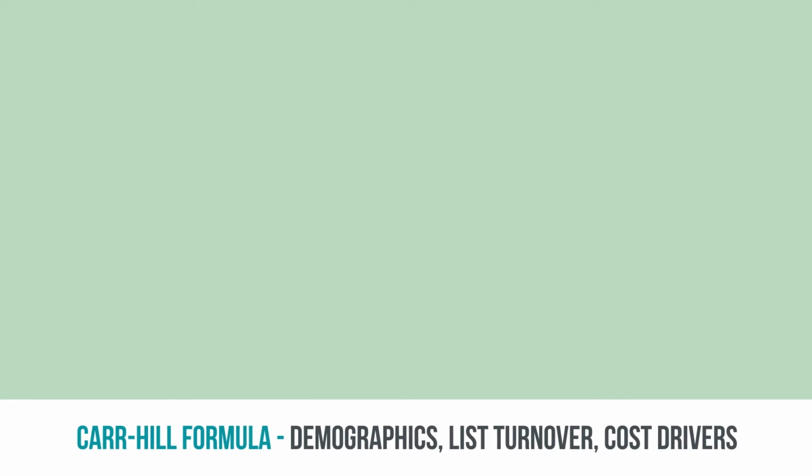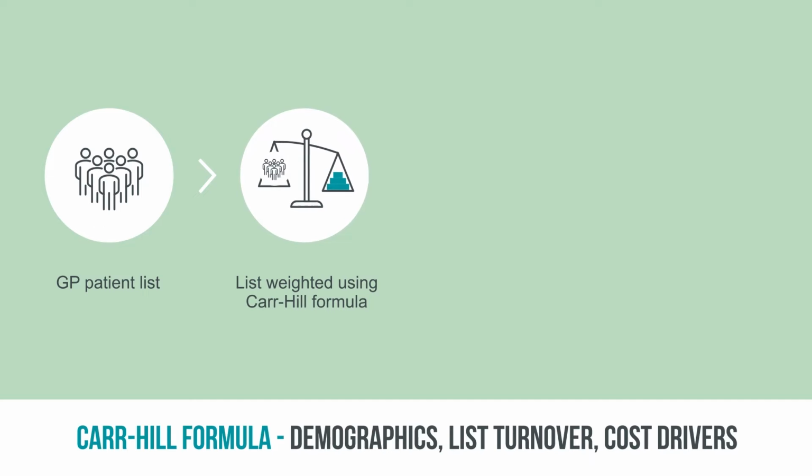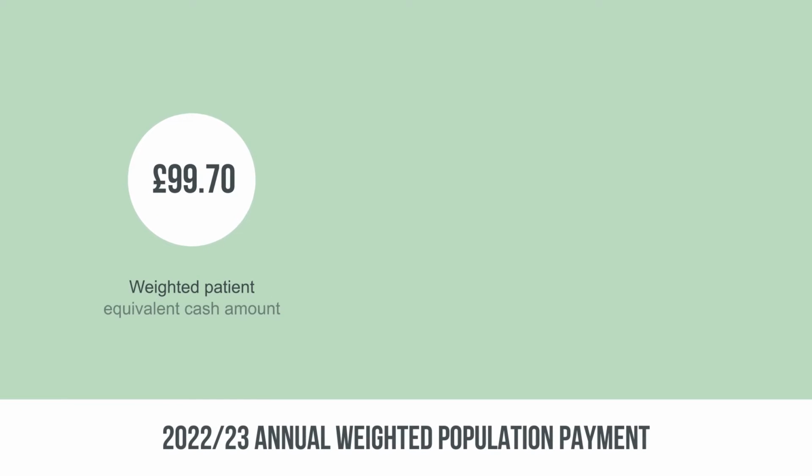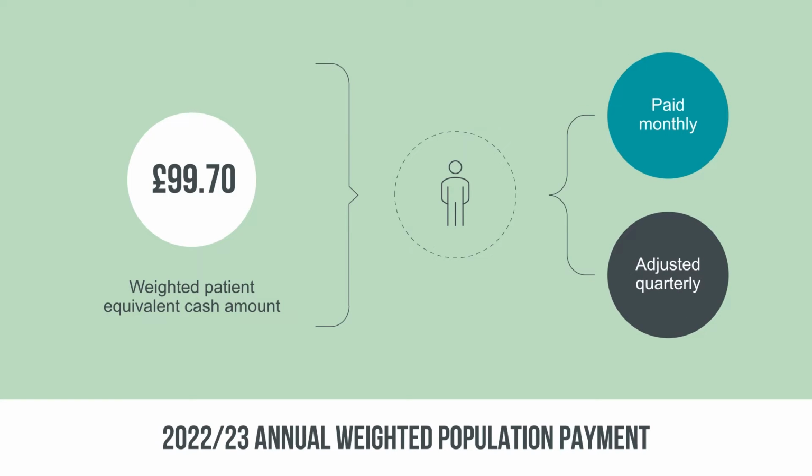Each practice receives its weighted population share of the global sum based on its registered list size. The process, known as the Carr-Hill formula, assesses the funding required based on the workload drivers, such as demographics and list turnover, and costs drivers, such as geographical price factors and population density. In 2022 to 23, the annual weighted population payment was £99.70 per patient. This is paid to the practice monthly and adjusted quarterly to account for fluctuations in the registered list of patients.